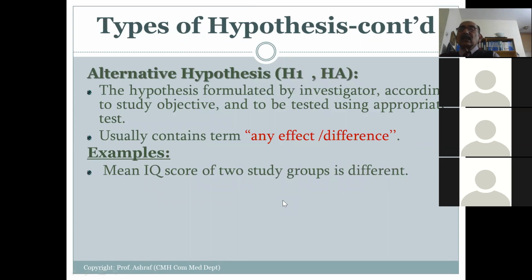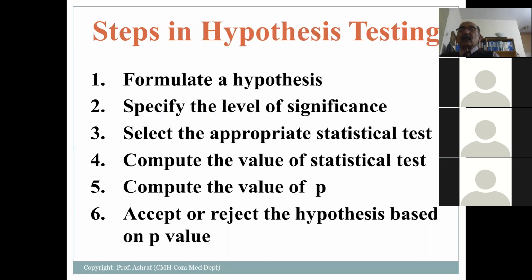Alternate hypothesis shows that there is an effect, there is a difference. For example, you can say the mean IQ score of 2 study groups is different. So these are the steps in hypothesis testing. You formulate the hypothesis, then you specify the level of significance, the alpha level, select the appropriate statistical test, chi-square or t-test, and then compute the value of the statistical test with the help of a computer. Then it will calculate the p-value.